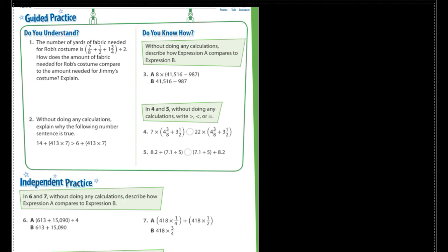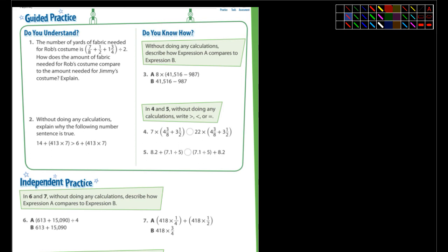Okay, next page. Whoops. Which is the guided practice. Make sure this is still recording. Yep, still recording. Good.